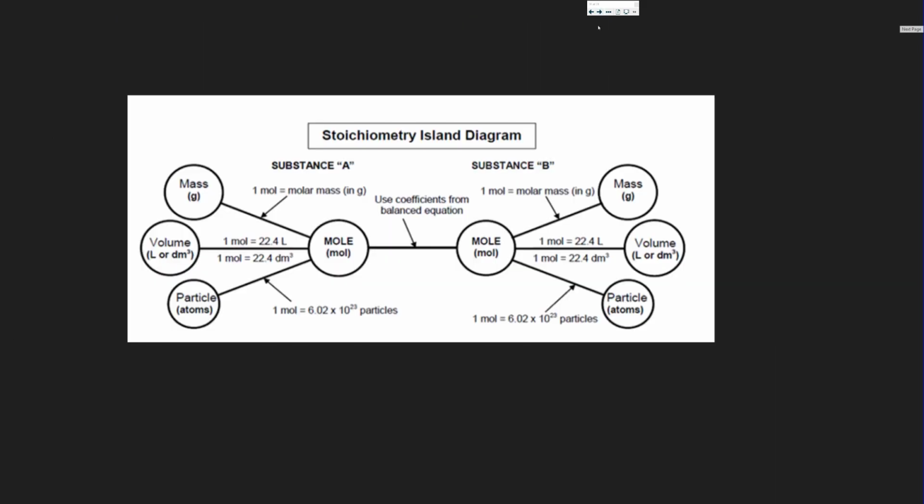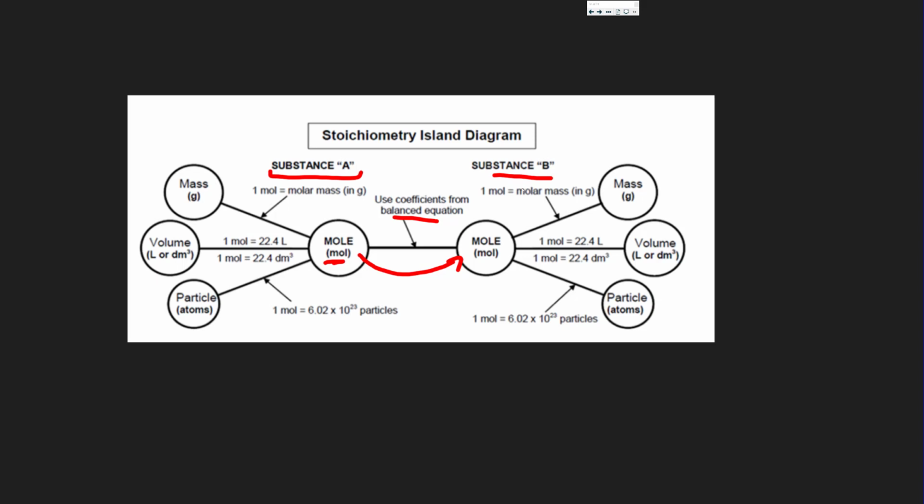And to summarize, this is a good diagram to give you a visual aid of how to do this. On the one side, you have substance A. If this is one substance of the reaction, and you're given mass, remember mass has to go into moles. If you're given volume, it has to go into moles. Particles go into moles. So before you do any conversions, start off converting to moles first. And then after that, you use the balanced equation, the coefficients, the stoichiometry to find the moles of another molecule or another compound, substance B.